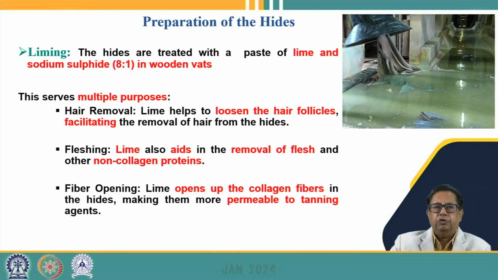For the preparation of hides, we have to treat it using a paste of lime as well as sodium sulfite. Here we use a combination of lime and sodium sulfite in the ratio of 8:1, and this is basically done in wooden vats. This process is called liming, and it serves a number of purposes. For example, first of all, hair removal: the lime helps in loosening the hair follicles, and this facilitates the removal of the hair from the hides.